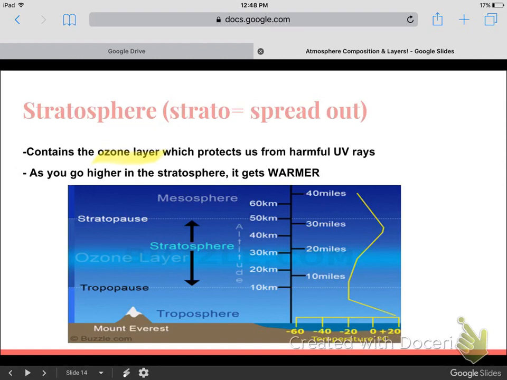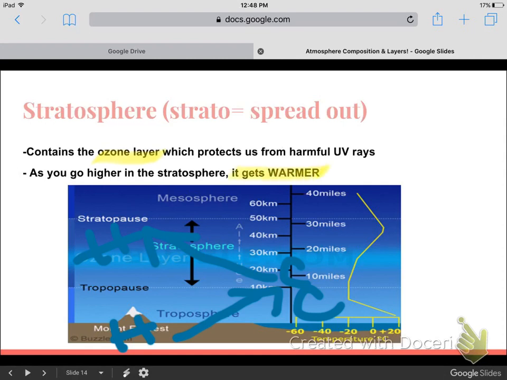With the stratosphere, it is the exact opposite of the troposphere. So remember how in the troposphere we said that it went from hot at the surface to cold? Well, the stratosphere is the opposite. Okay? It's cold and then it gets hot. One of the main reasons that it gets warmer as you climb in it is because it has the ozone layer, which is absorbing those heat rays.